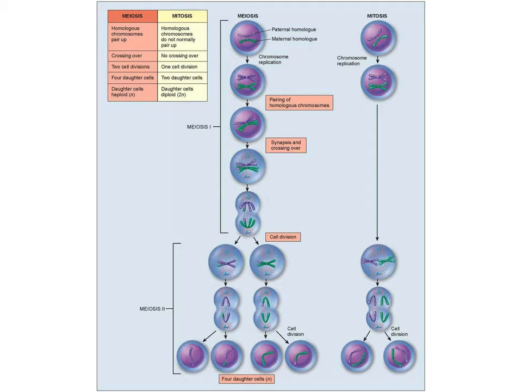During crossing over, non-sister chromatids, say one chromatid from a paternal homolog, will swap DNA with a chromatid from a maternal homolog. And this swapping of DNA segments causes a lot of genetic variability. Another form of genetic variability comes from the segregation of the maternal and paternal homologs.